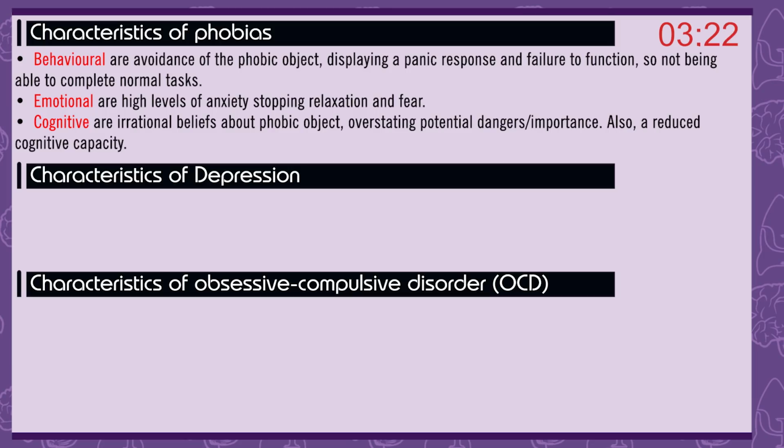Emotional are high levels of anxiety, stopping relaxation, and fear. Cognitive are irrational beliefs about the phobic object, overstating the potential danger or importance of the object. Also a reduced cognitive capacity.